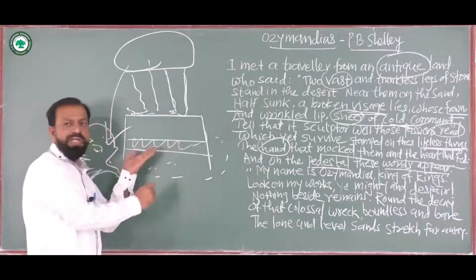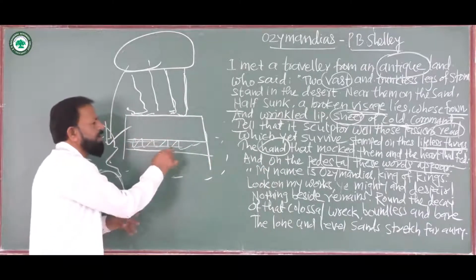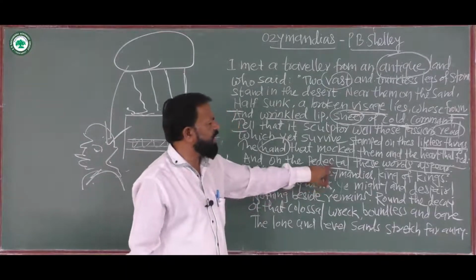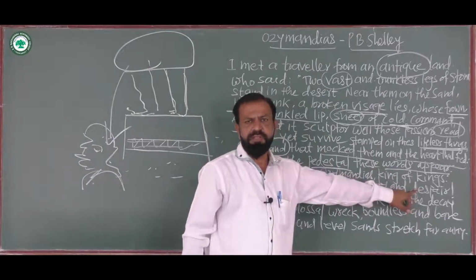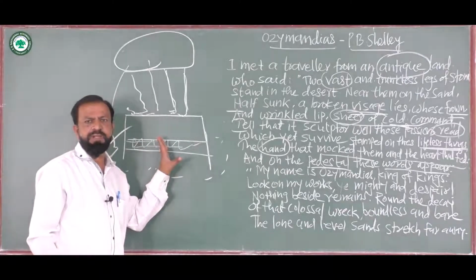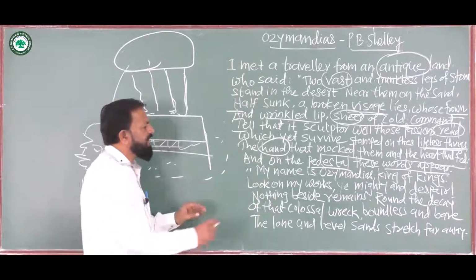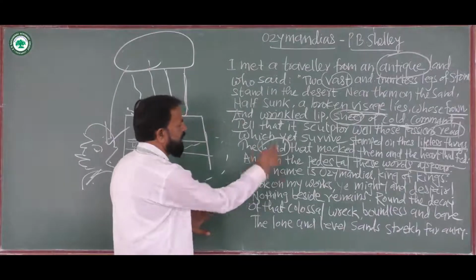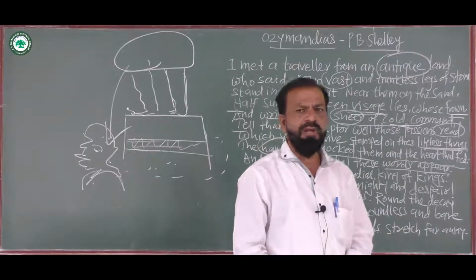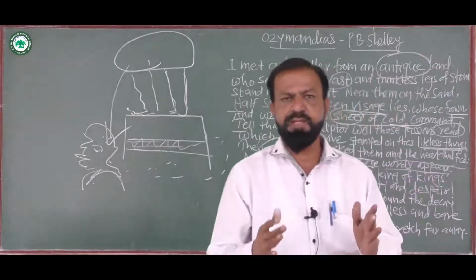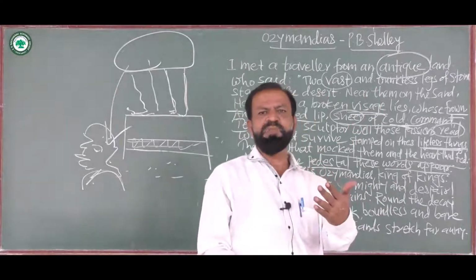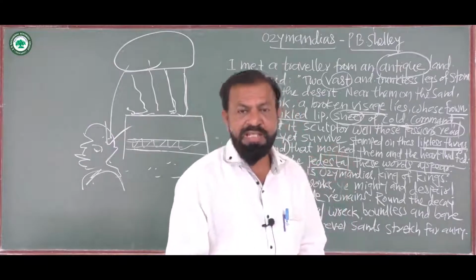And here the poet says, on this pedestal, certain words are inscribed, and these words appear. What is written here? What is inscribed on this pedestal or the base or the dais? And the next line says, my name is Ozymandias, King of Kings. Here, the identity of the statue he himself gives. The statue gives its identity.